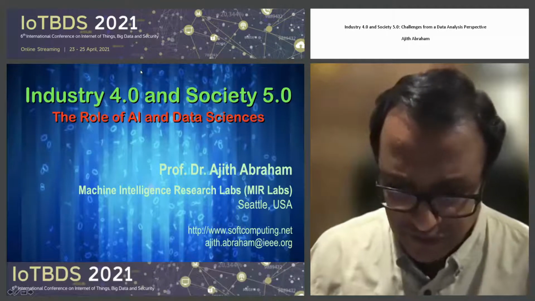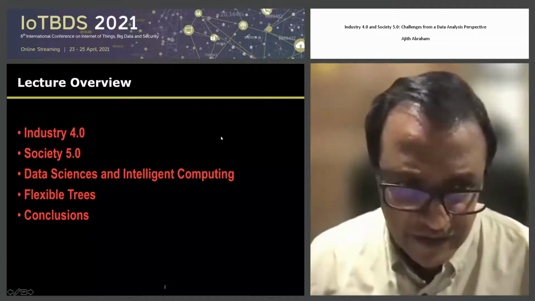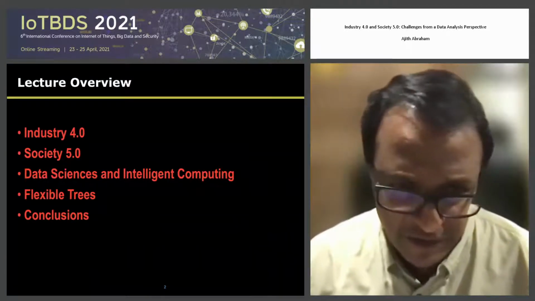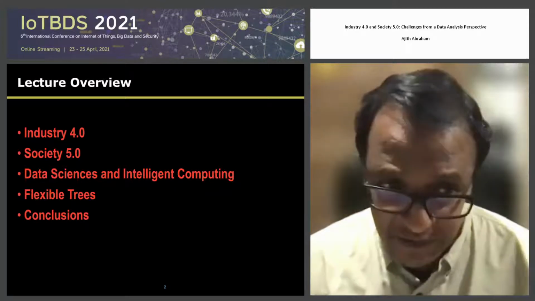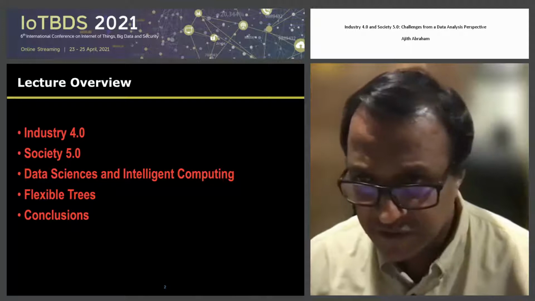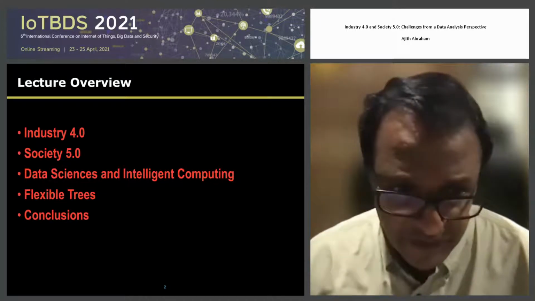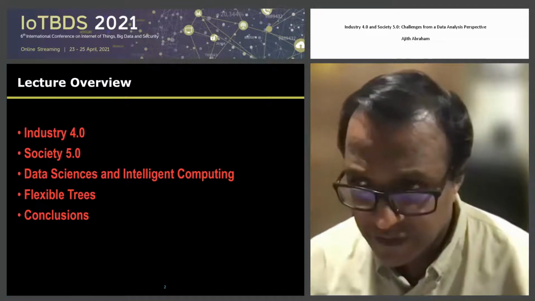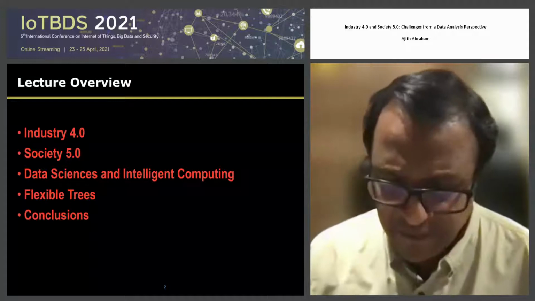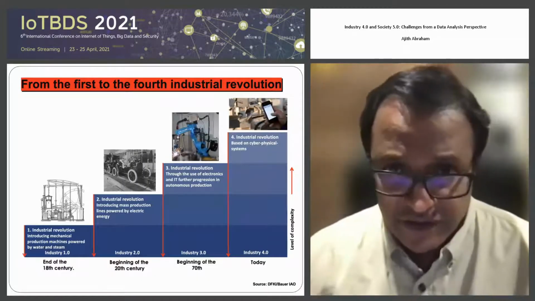So going forward, I will quickly introduce Industry 4.0 for those who are not familiar, Society 5.0, and the link between data sciences and intelligent computing. Then some of our works in this field using what we call flexible trees, which is more like an AI platform for handling data science related problems, followed by some short conclusions.